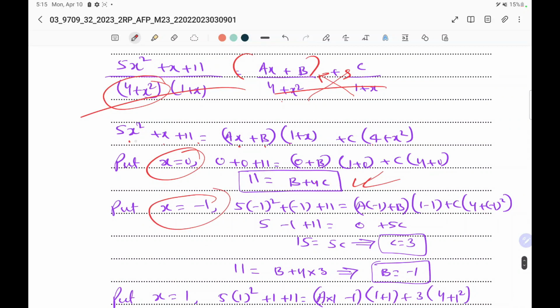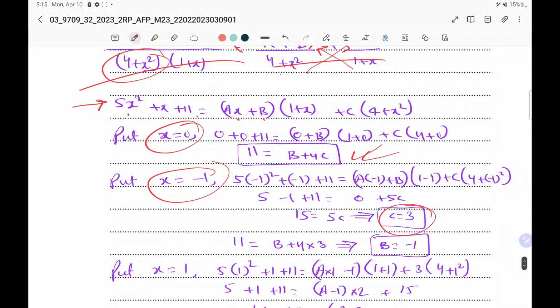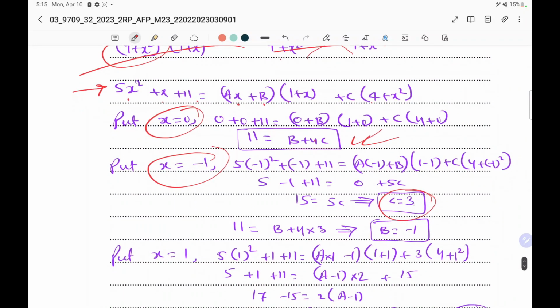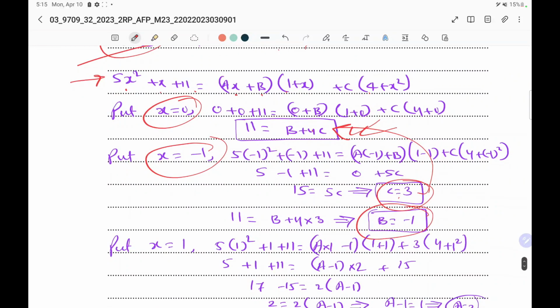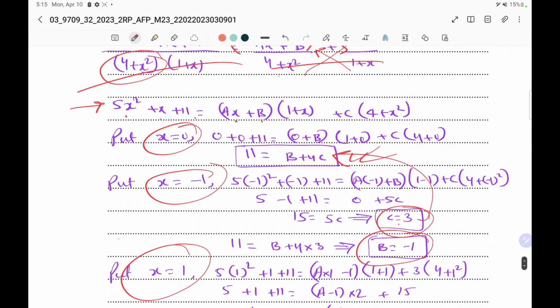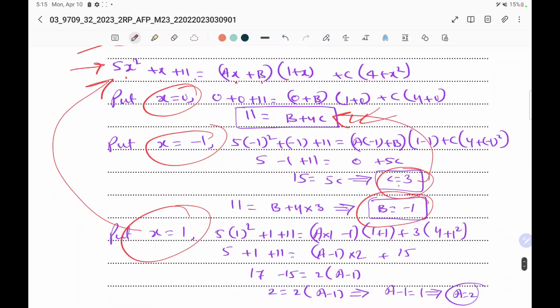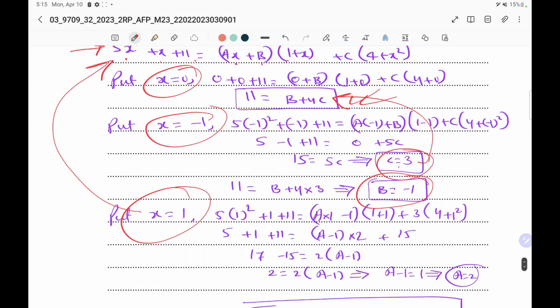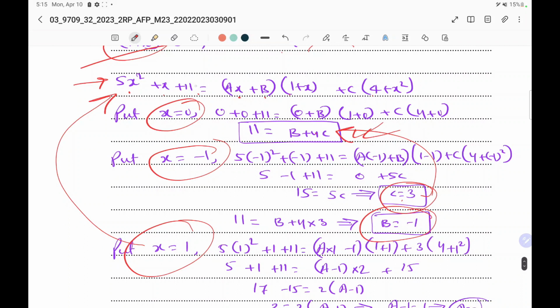Similarly, when you put x is equal to minus 1 in this expression, you will get directly the c value. Now you have the c value, so just put this c value over there to get the b value, which is minus 1. Now put x is equal to 1 again in this. So when you put x is equal to 1, you will get 5 into 1 into 11.